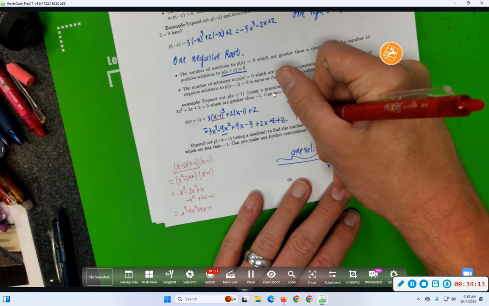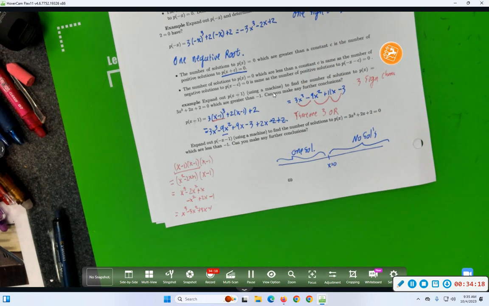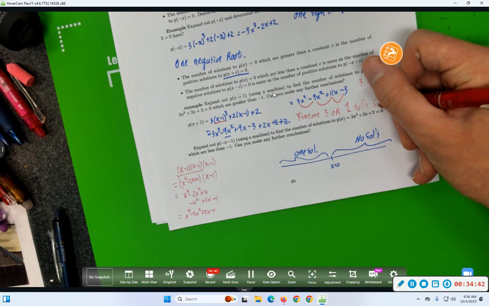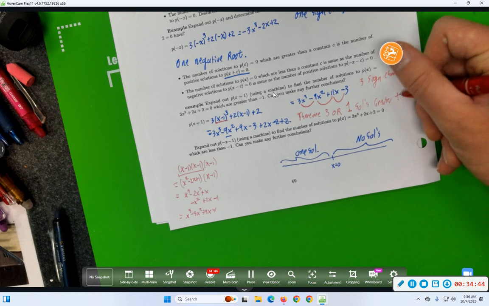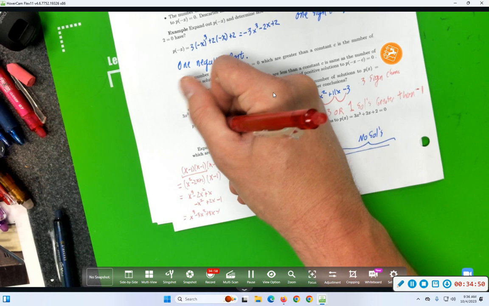So there are 3 or 3 minus an even integer. So what's another number that's 3 minus something even? 1. So this is a case where Descartes' law of signs gives us ambiguous information. There could be 3 solutions to this, or just 1. Solutions greater than negative 1. And it's greater than negative 1 because I subtracted negative 1.